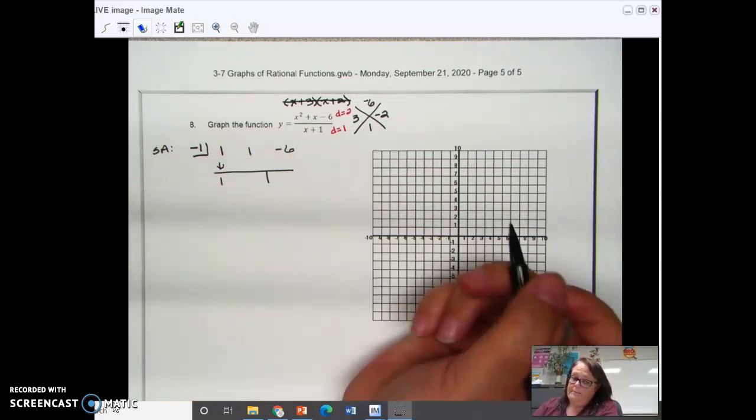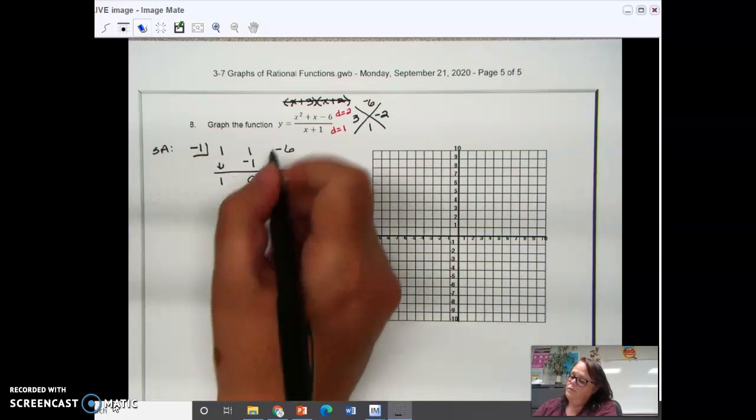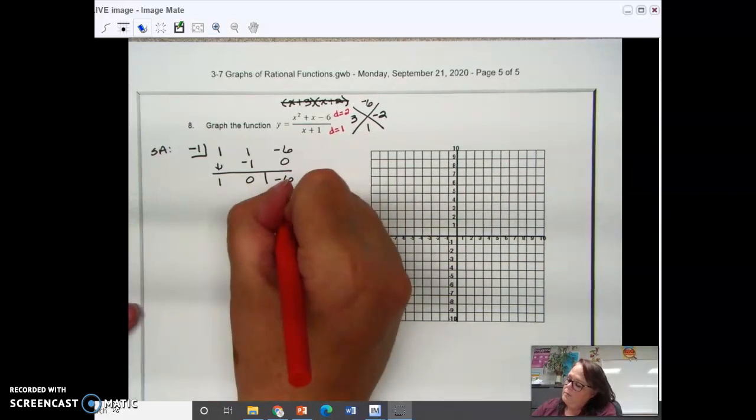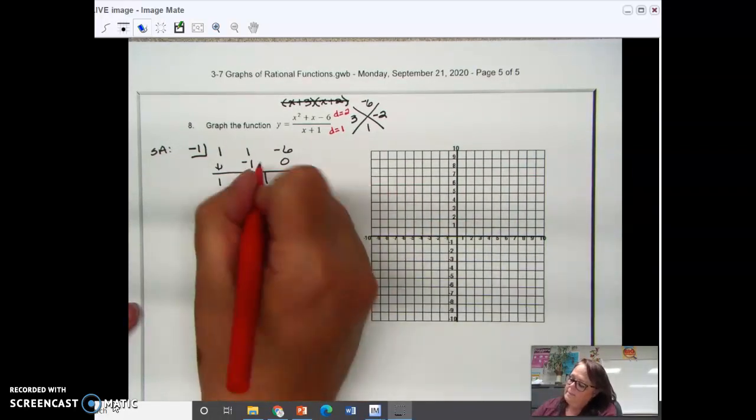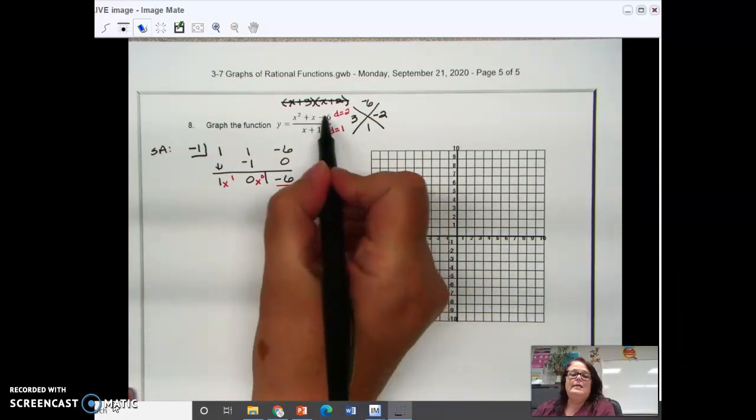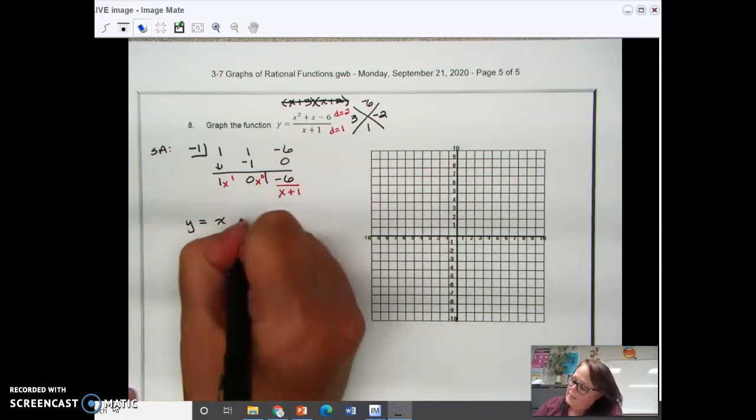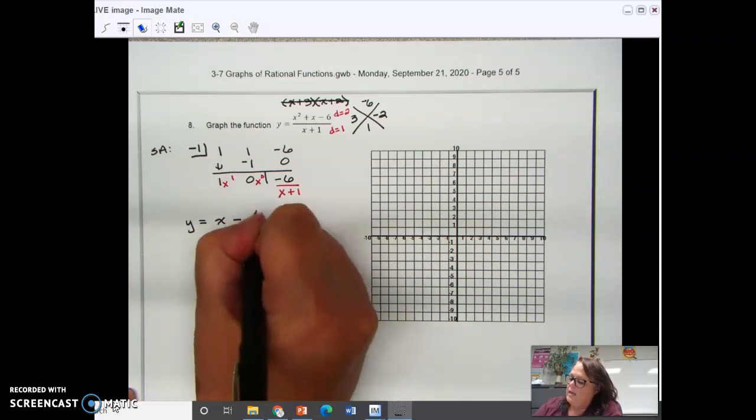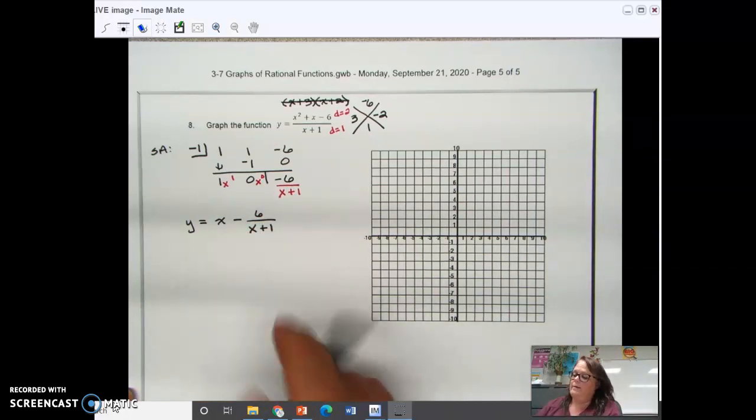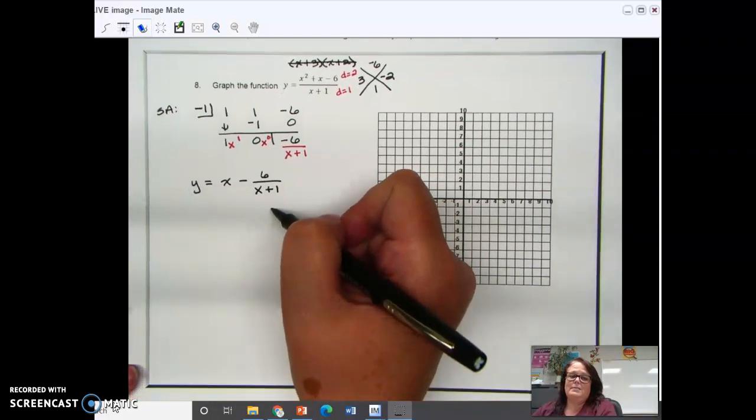So I'm going to drop the 1. Negative 1 times 1 is negative 1. Add that and we get 0. Negative 1 times 0 is 0. And negative 6 plus 0 is negative 6. So we're going to put this over the divisor of x minus 1. This is my x to the 0 and this is my x to the first. So again, this is the improper form of the fraction. And then I can say y equals x, and then you can say plus a negative, or you can just say minus, 6 over x minus 1. So this is the same function as this one, just written kind of like a mixed number.